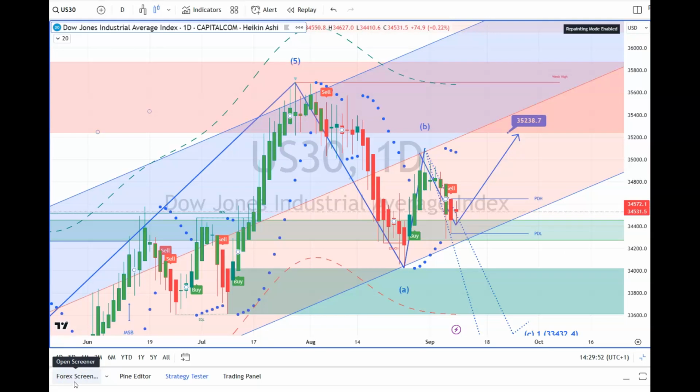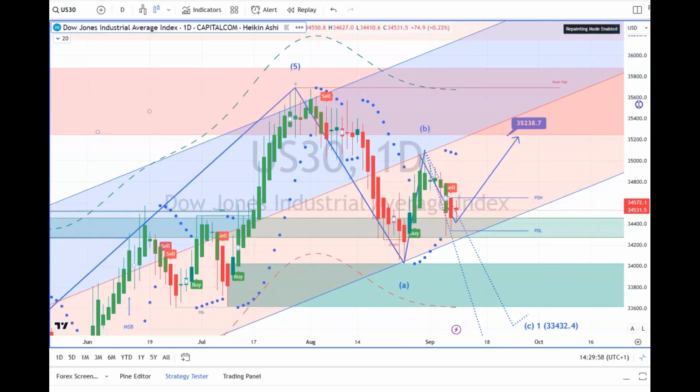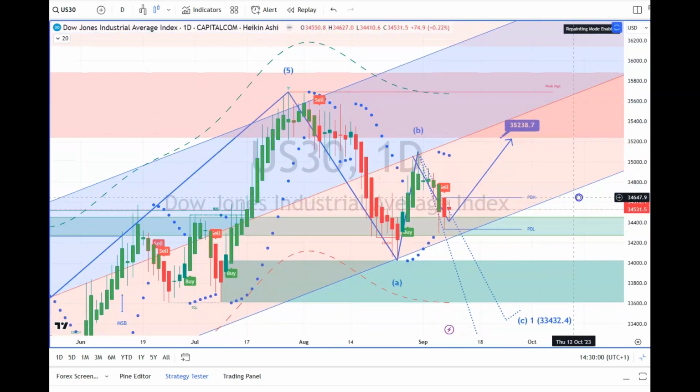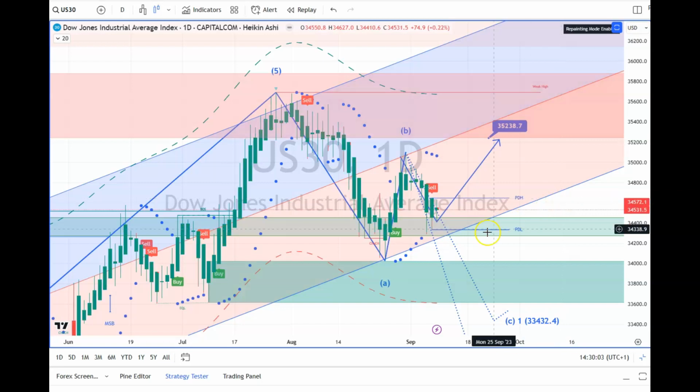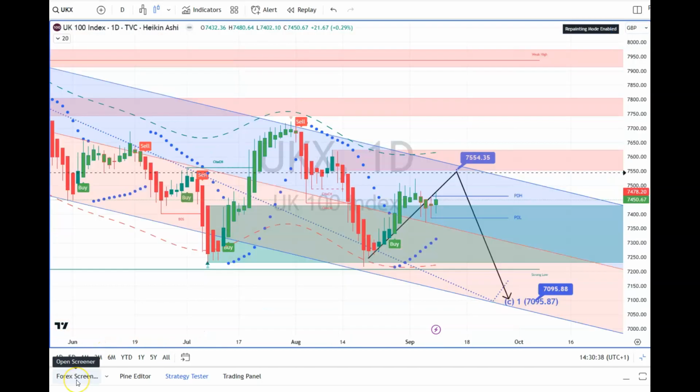Onto the indices, and not a lot going on in the indices, to be fair, lately. All pretty much sideways during the holiday season. But we do expect a further upward momentum in the next week. So the target's 35,238. Further upside momentum is likely on the FTSE 100, while the rest are pretty mixed. Target for this week is 7554.